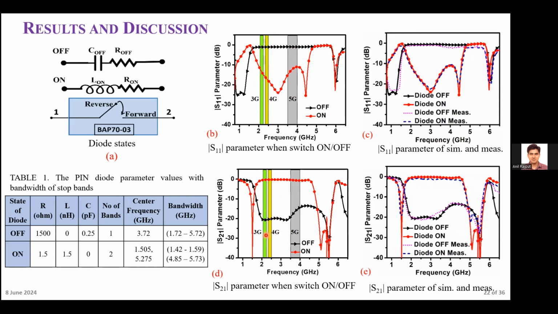So here from this figure, we can see that when the diode is in on state, it offers the dual band. The first one is this one, and the second one is this one. And when the diode is in off state, it offers a single ultra-wideband response. This is a table where we have the different resistance, inductance and capacitance values for both states, off state or on state.